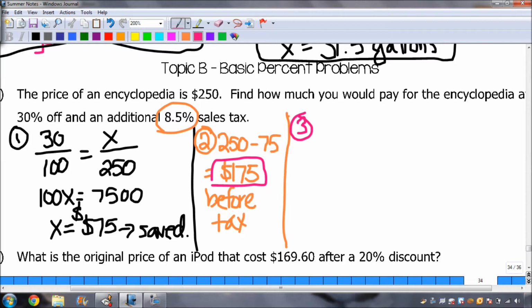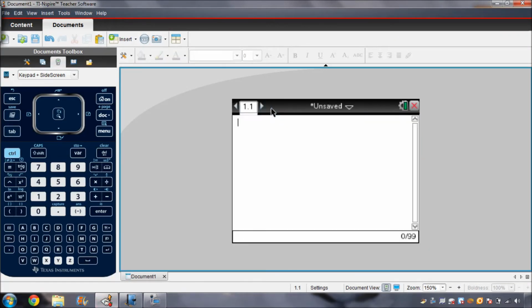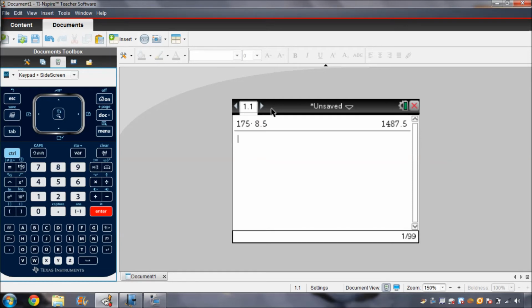So what I would do is figure out what 8.5 out of 100 is when it's equal to X over 175, because this again is the total right here. So you can cross multiply and you end up getting 100X equals, let's multiply those numbers together. I'm going to open up a calculator and multiply 175 by 8.5, and I end up getting 1,487.5. Okay?